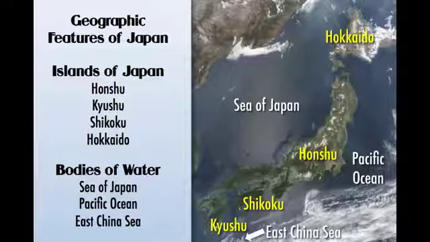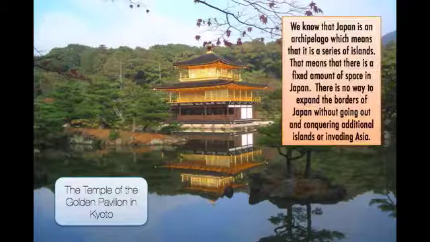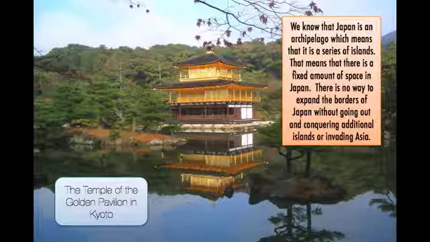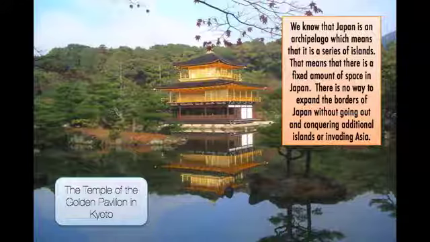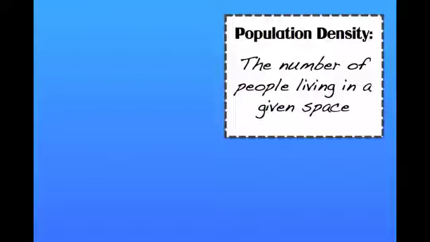So what we're saying is that Japan is a series of islands or an archipelago, meaning that there is a finite amount of space on those islands. And that brings us to the next term which we need to know, which is population density. Population density is the number of people living in a given space.